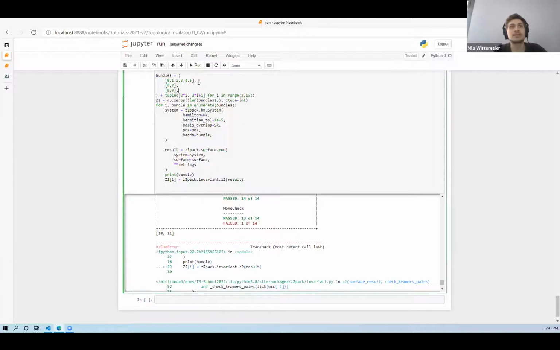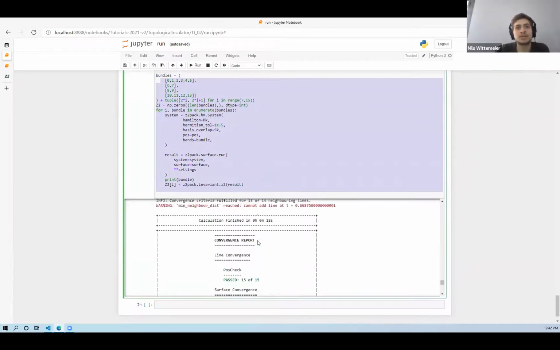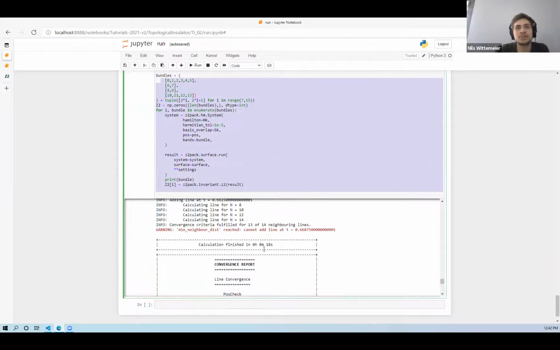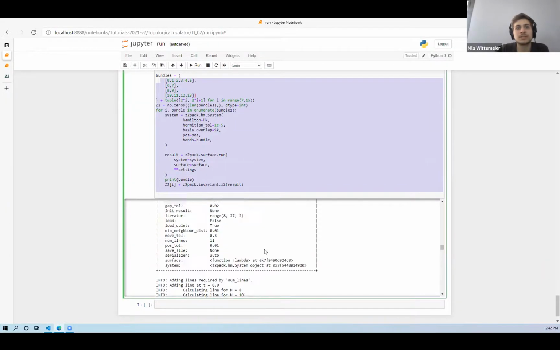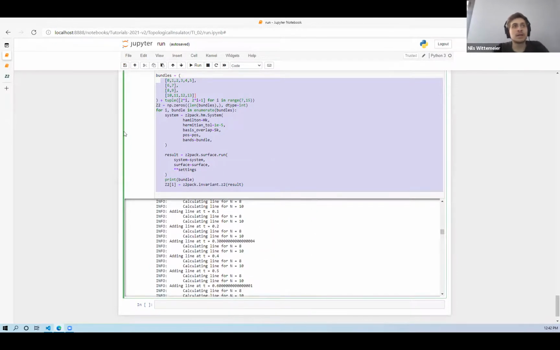8, 9, and then maybe 10, 11, 12, and 13. This will always have to be even pairs because we have time reversal symmetry. Like this, it might run; I would have to see. But basically, the important part is that you can calculate them separately for different groups of bands, and then at the end, combine the results.